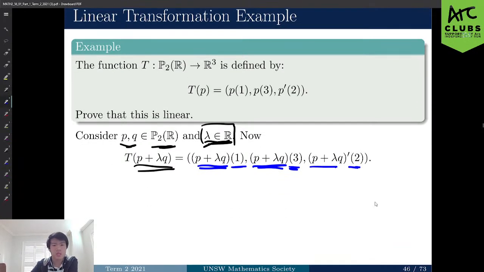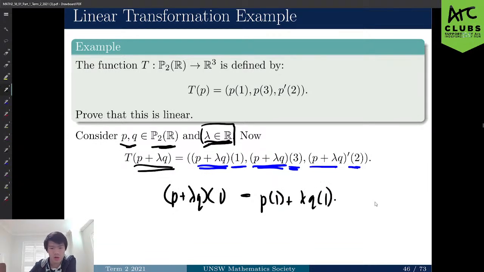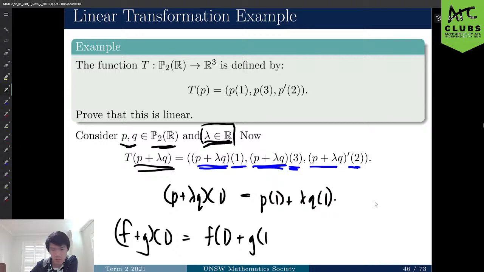So the idea is we know from our function rules of addition that (p plus lambda q)(1), by definition, is just going to be expanding everything out. It will just be equal to p(1) plus lambda q(1). And that's just because that's how we define function addition. If we have two functions and we want to evaluate them at 1, we just evaluate them separately. So that's just going to happen over there.